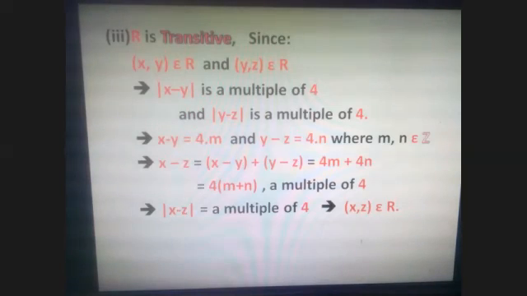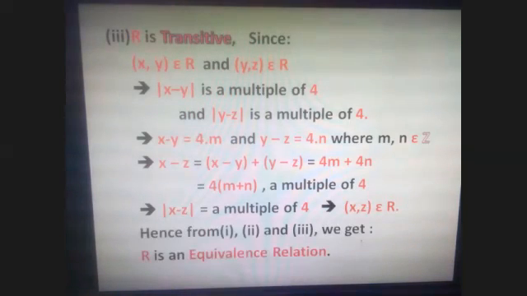And y minus z is also a multiple of 4. Add up these two, you get x minus z; you can write x minus y plus y minus z. That is 4m plus 4n, that is 4 into m plus n, again a multiple of 4. So mod x minus z is a multiple of 4. That means (x, z) is a member of R.